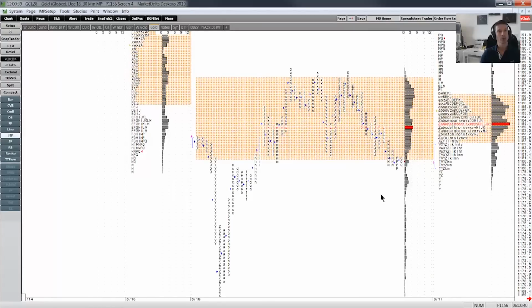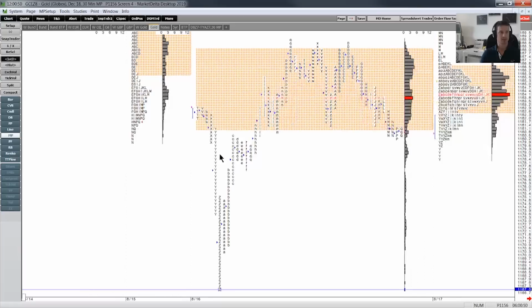Now what we're looking for, this is the key. We get the first wave of initiative, so we know buyers are in control. Now, the trade is not to fade. The trade is not to be buying on the Z print or the A or the B. That's all guesswork, that's gambling, that's picking a bottom. The real trade, in essence, is determining where the absorption occurs from the buyers. So where is it that buyers and sellers are matching one another?